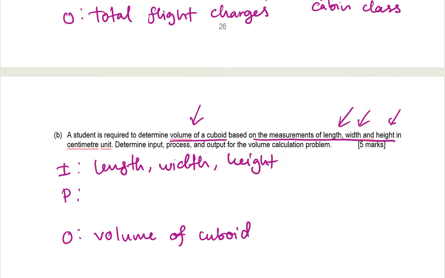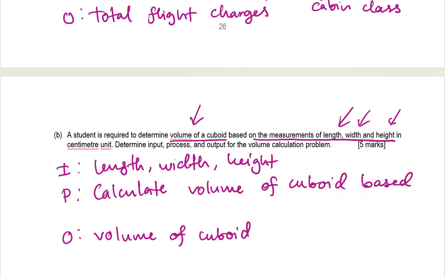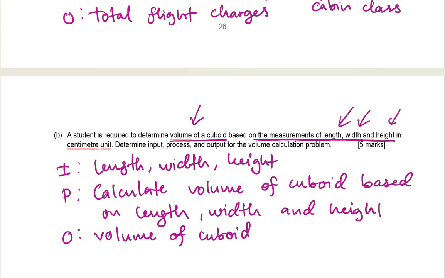Next, how about the process? You have to write calculate volume of cuboid based on length, width, and height. All right, that's all. Okay, so this is the way to write the IPO for a sequence control structure.